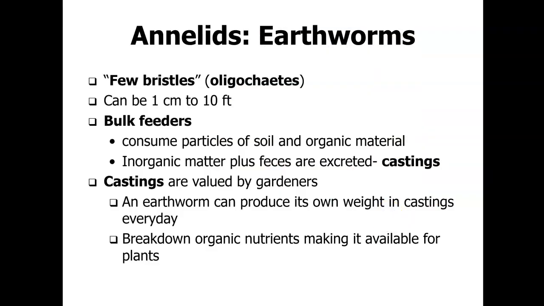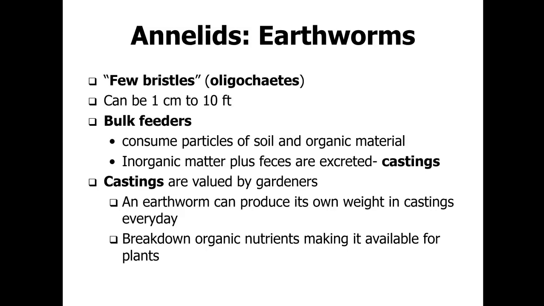Next, we have the annelid, which is going to be the earthworm. These are actually going to be part of what's known as oligochaetes. They range in size from about ½ an inch to 10 feet long. They are known as bulk feeders, so they consume particles of soil and organic matter. Inorganic matter is going to also come through their body and be processed and excreted with the feces in something known as castings.